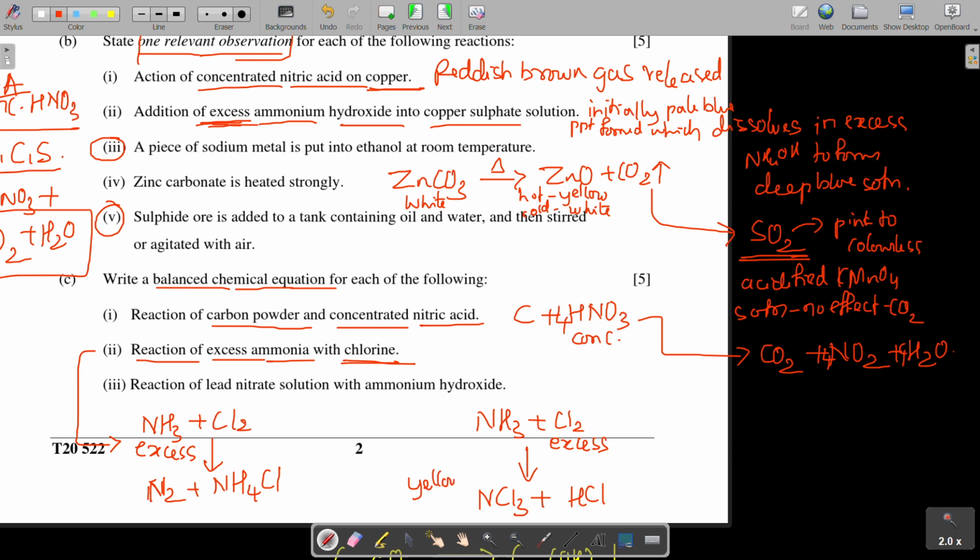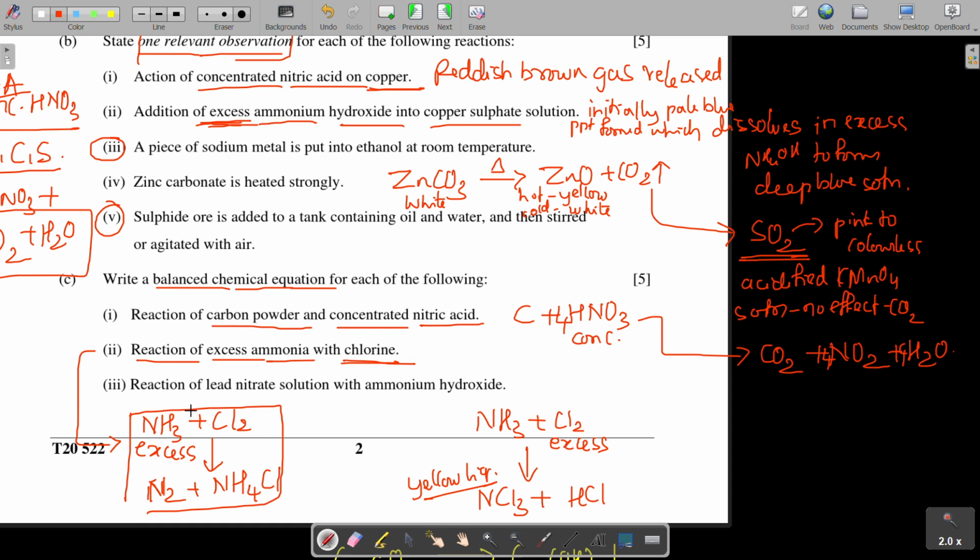When you use excess chlorine, NCl3 will form and HCl will form. NCl3 is a yellow liquid which is explosive in nature. So if they ask you to write the observation, then you can write that. So basically for this particular reaction, this is the equation which you have to balance.